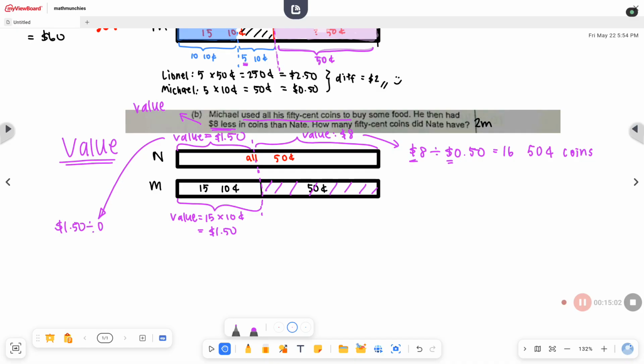Divide by 0.5, and how much do I get? 3 what? Yes, 3 50-cent coins. And what did the question ask? How many 50-cent coins did Nate have? So how to find? Yes. The end. That's it. Do you understand now?